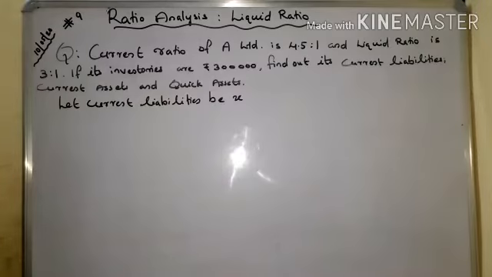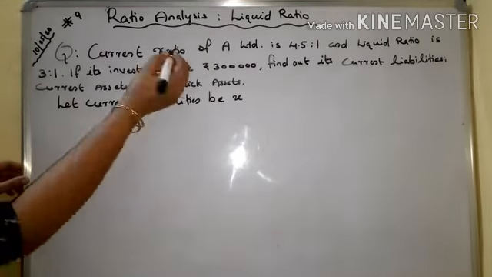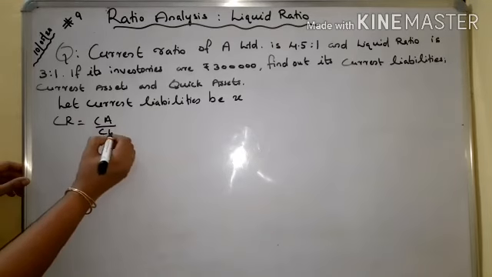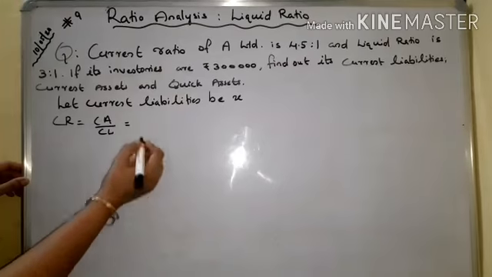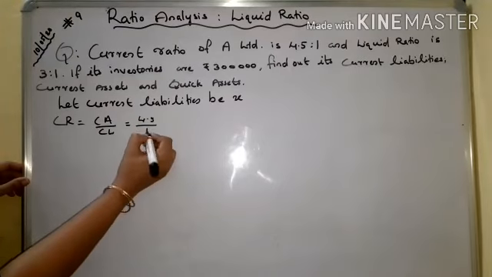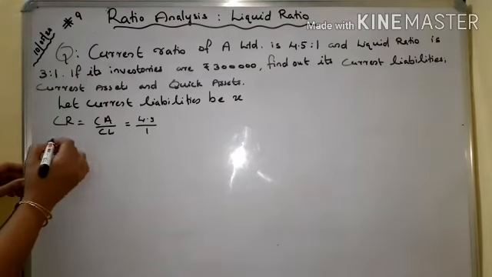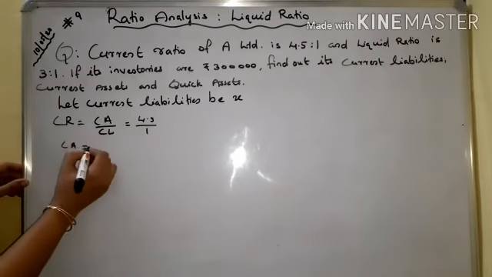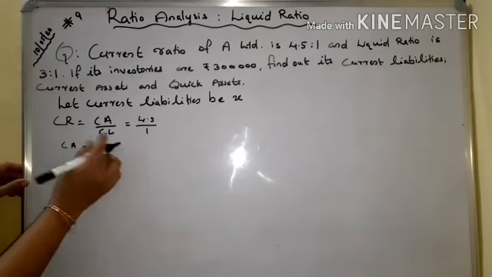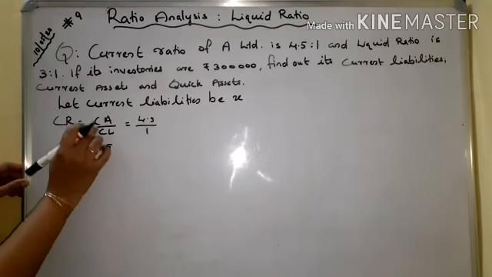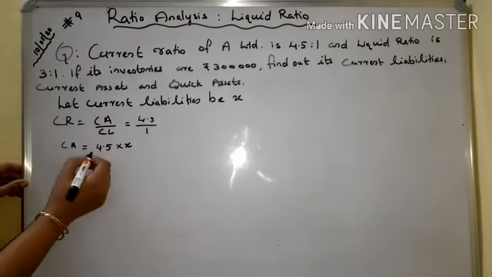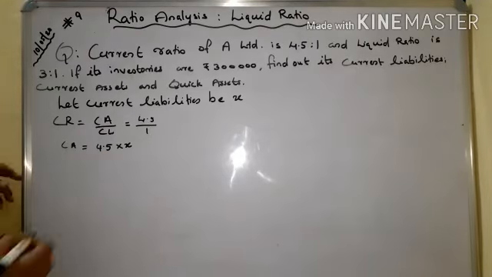So first, let current liabilities be X. Then the current ratio given in the question is current assets divided by current liabilities, that is 4.5 divided by 1. So current assets equal 4.5 times current liabilities, and instead of current liabilities we put X. So current assets is equal to 4.5x.